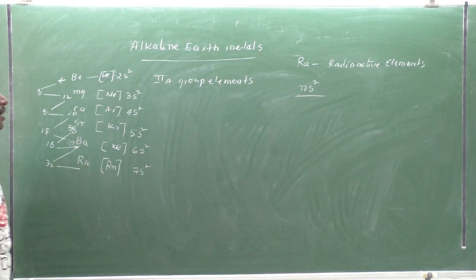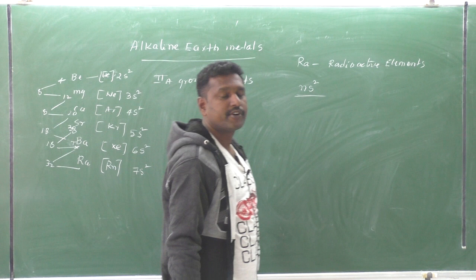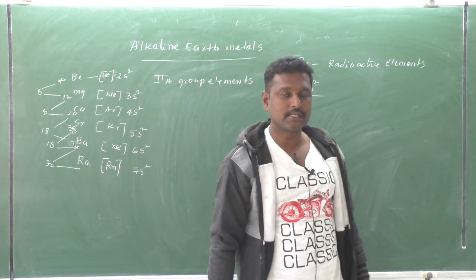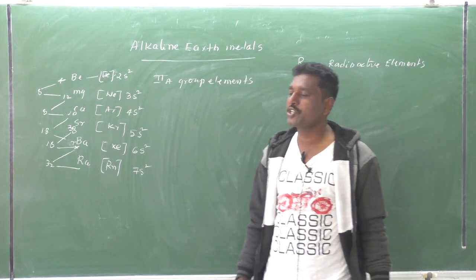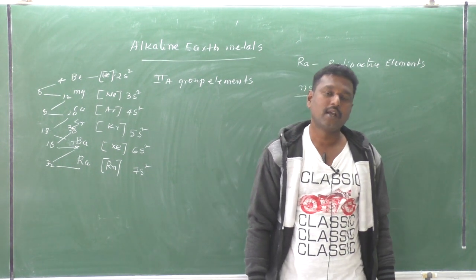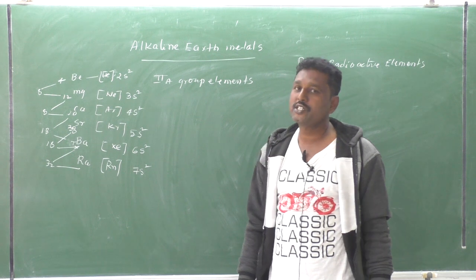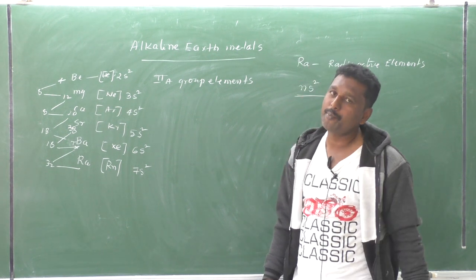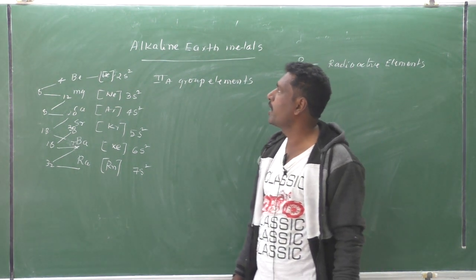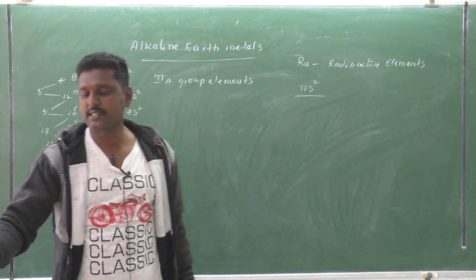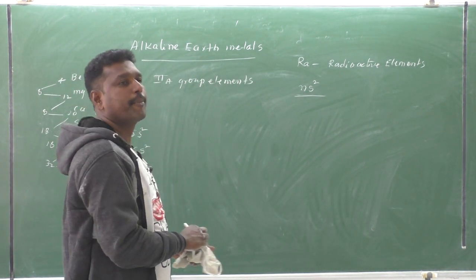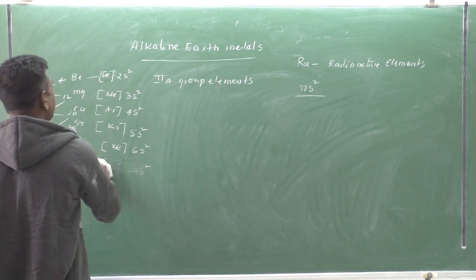So these are the electronic configurations of group 2 elements. The general electronic configuration of group 2 elements is ns2. Therefore, first we will discuss the general properties of alkaline earth metals.